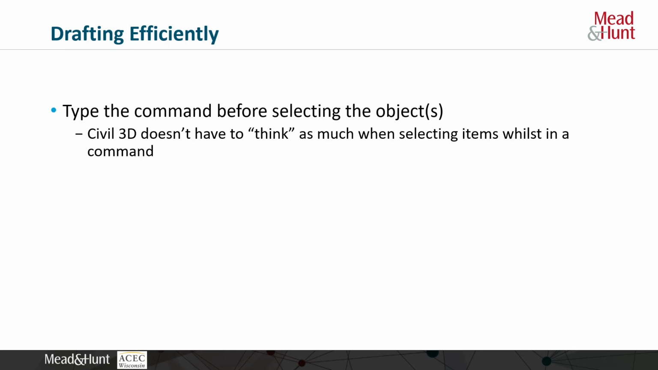One last tip for drafting efficiently is to type the command before selecting the objects. Civil 3D doesn't have to think as much when you're selecting the items whilst you're in a command. If you select items outside of a command, it has to think about each selection. But if you type your command and then select the items, then it doesn't have to think as much.